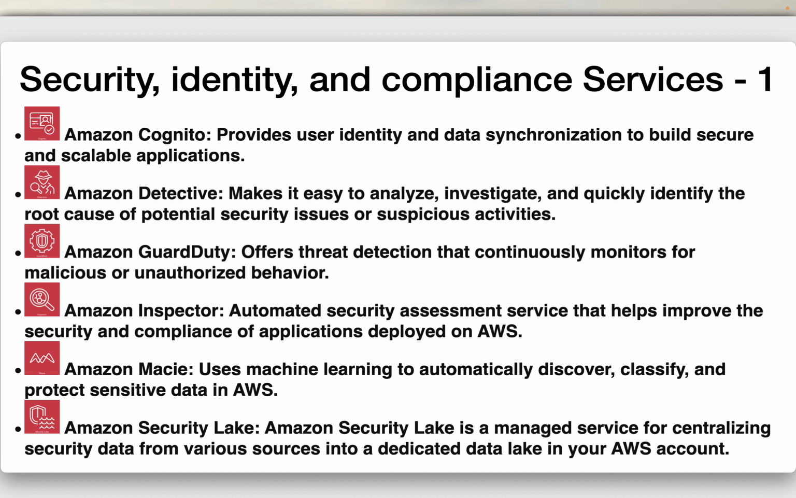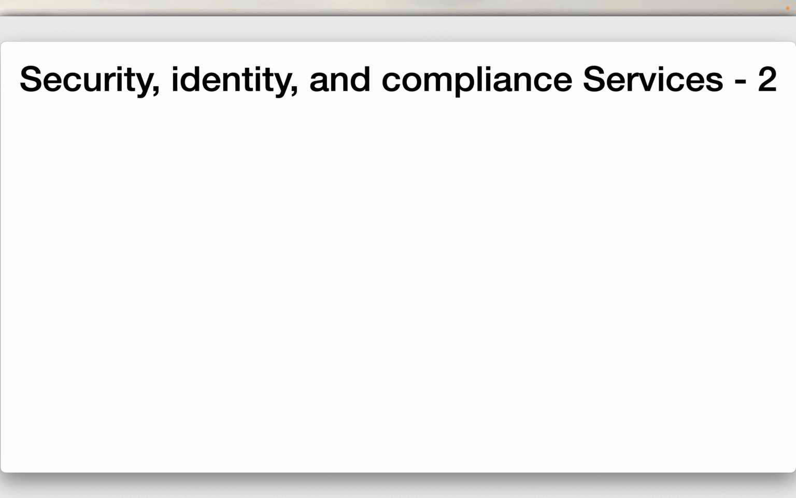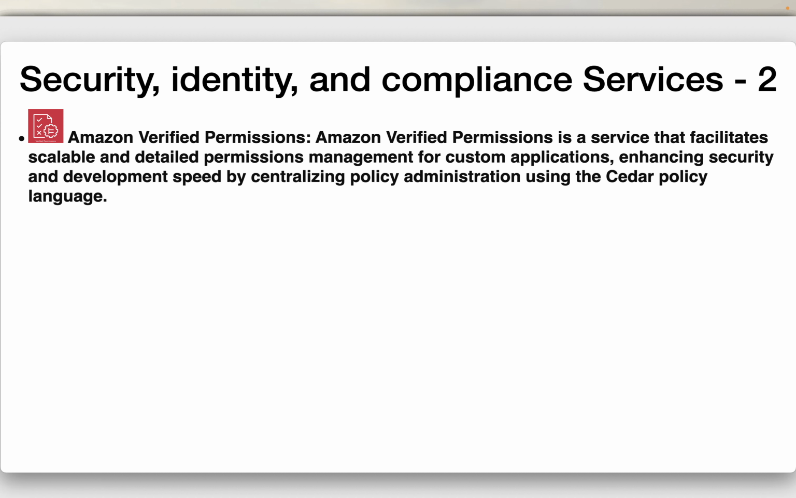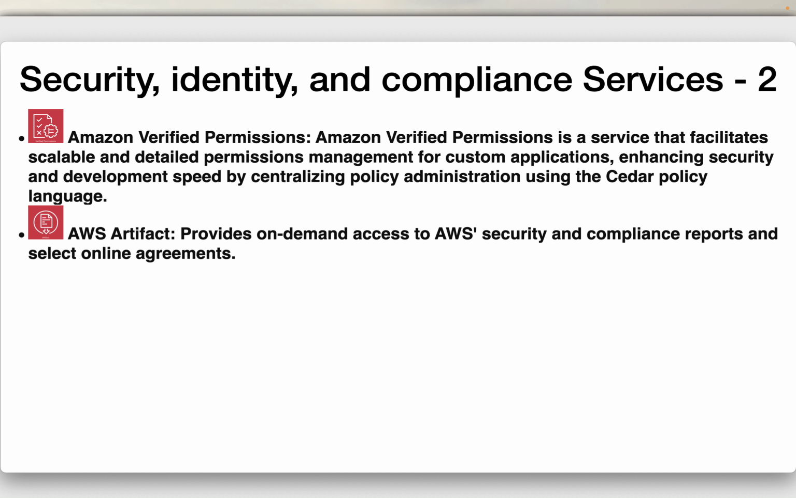Amazon Security Lake. Amazon Security Lake is a managed service for centralizing security data from various sources into a dedicated data lake in your AWS account. Security, Identity, and Compliance Services Part 2. Amazon Verified Permissions. Amazon Verified Permissions is a service that facilitates scalable and detailed permissions management for custom applications, enhancing security and development speed by centralizing policy administration using the Cedar policy language.